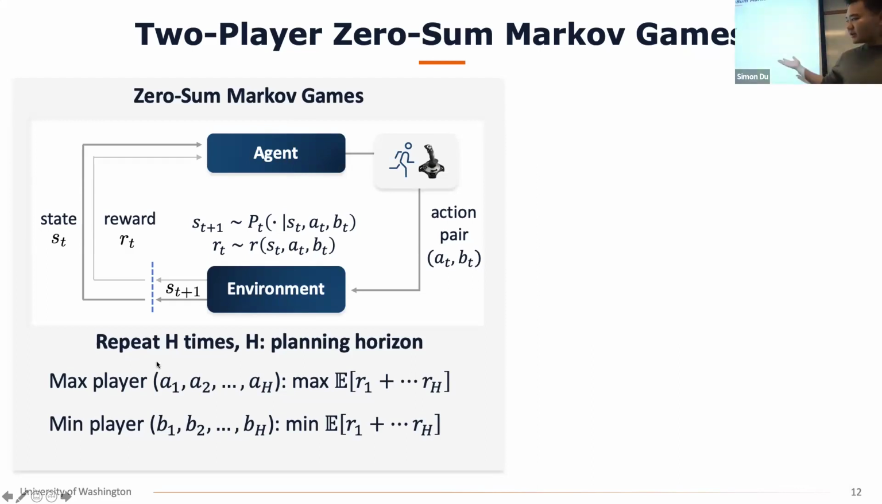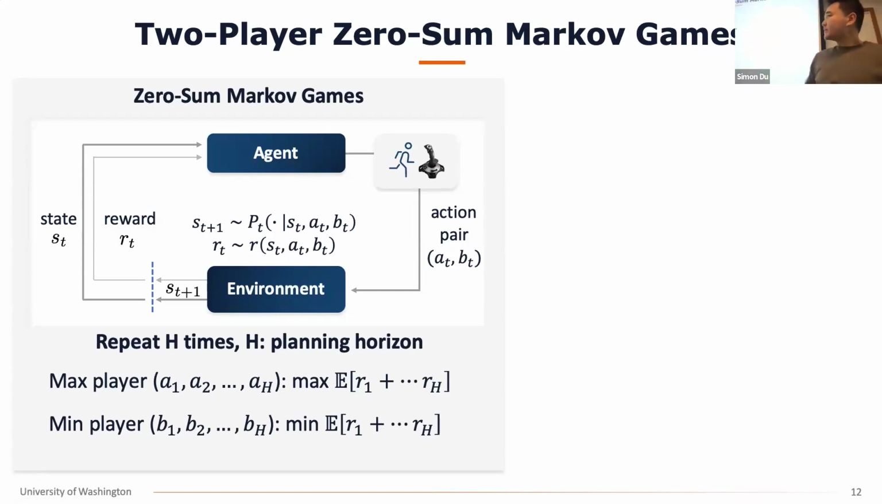So you have two players. For the zero-sum setting, one player is called the max player, who tries to maximize the reward. The goal of this max player is to maximize the expected total reward. And there's a min player who tries to minimize the total reward. That's why they are competing against each other.